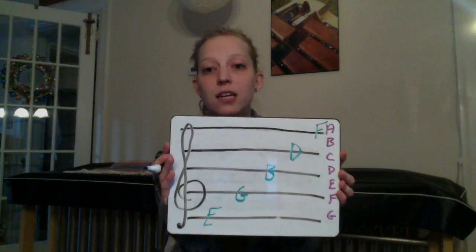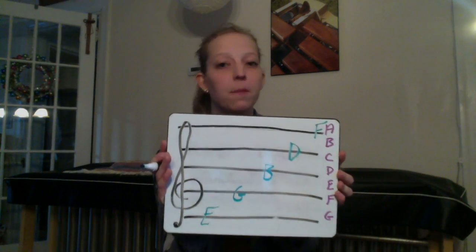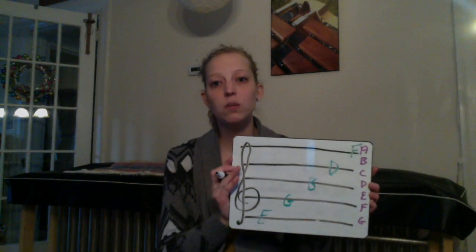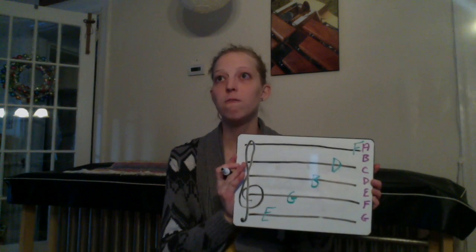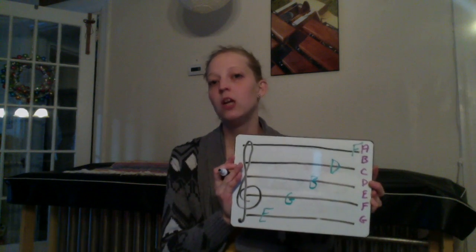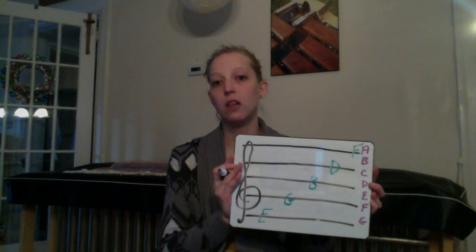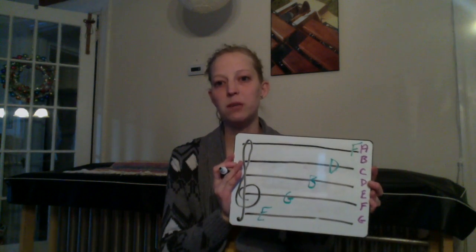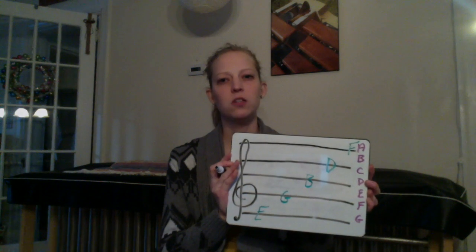Good, so G is the answer. G goes on the second line. If I were to ask you which letter is on the 5th line, think every good boy deserves fudge. 5th line, 5th word, F. If I were to ask you which letter goes on the 3rd line, again, think every good boy, and the answer is B. Now we've got the notes for the lines.